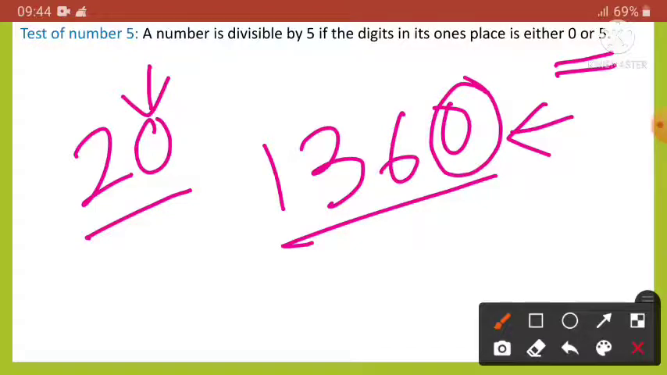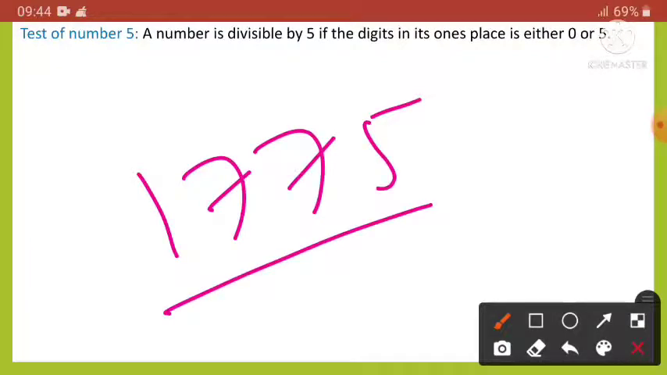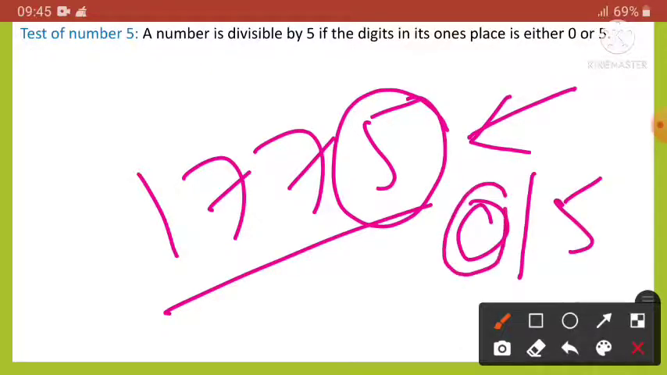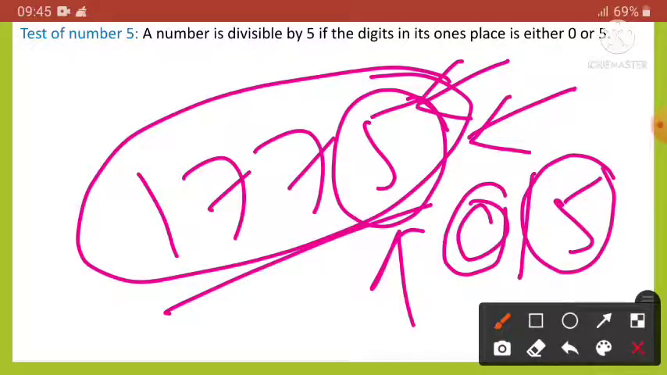Now if I take another number, suppose 1775, is this number divisible by 5? Yes, at ones place it is 5. So we have to check at ones place, is it 0 or 5? If we have 0 at ones place, then the number is divisible by 5, and also if the ones place digit is 5, then easily we can say that the number is divisible by 5. So 1775 is divisible by 5.